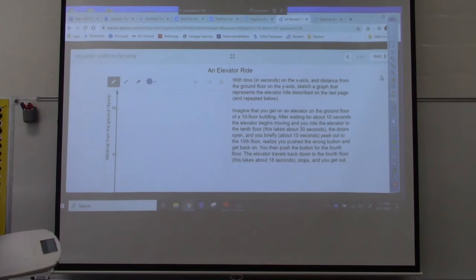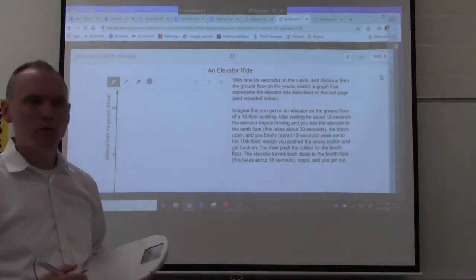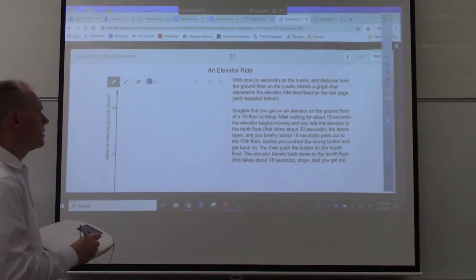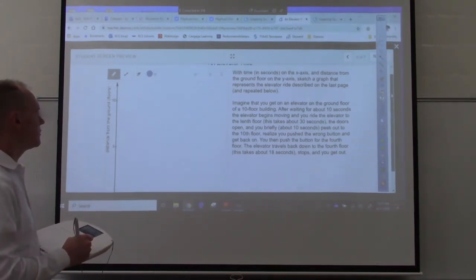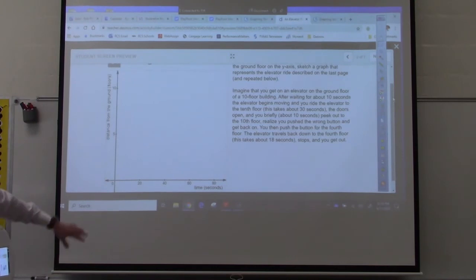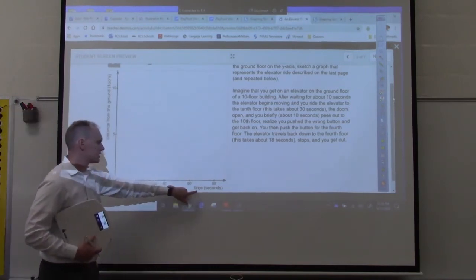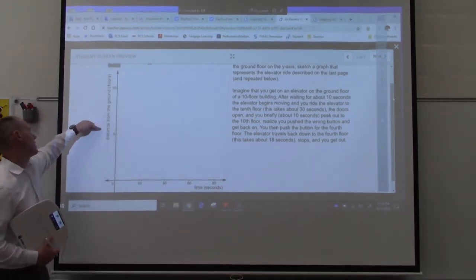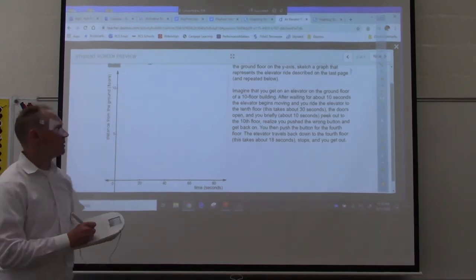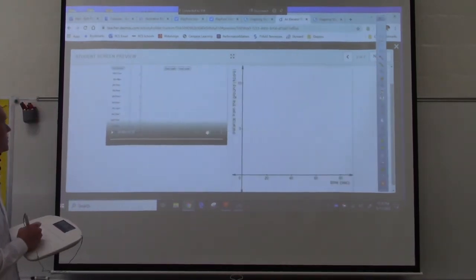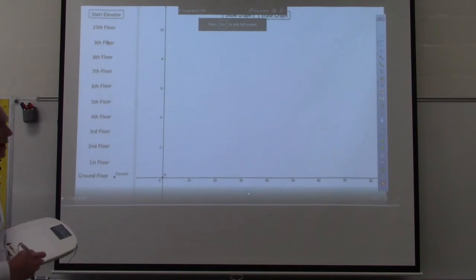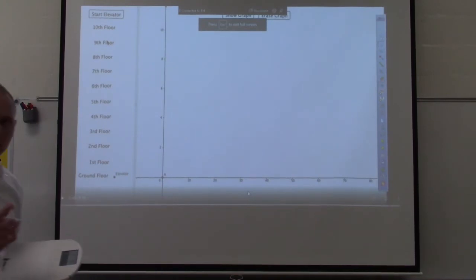So what do you think the graph might look like with respect to time? The elevator's height with respect to time. It's going to be a little bit different, so we might be able to graph something here. If we look at our axes again, we have time, and we have distance from the ground. Let's take a look at the graph, because it might not be exactly what you think.